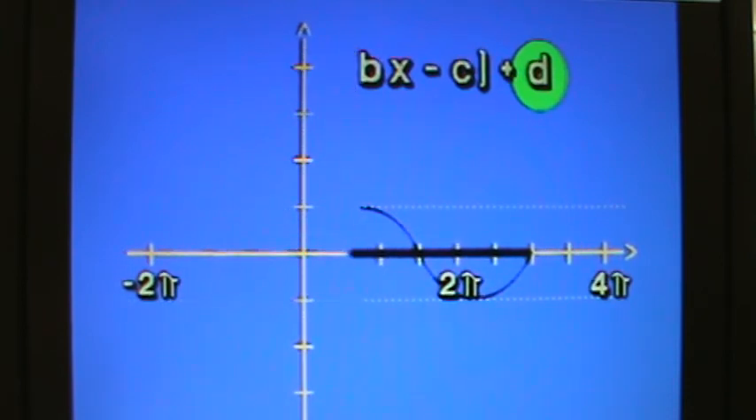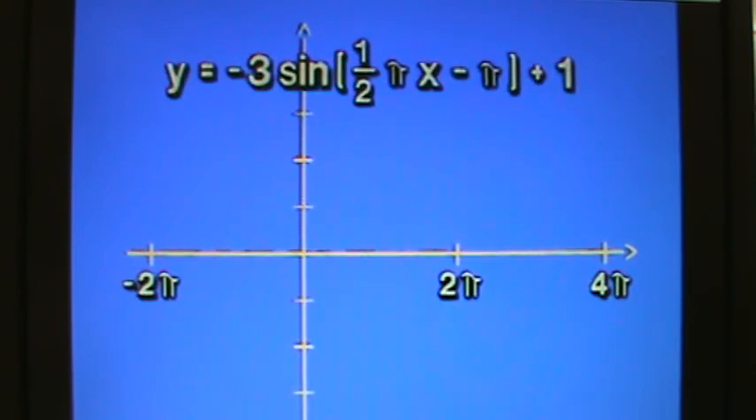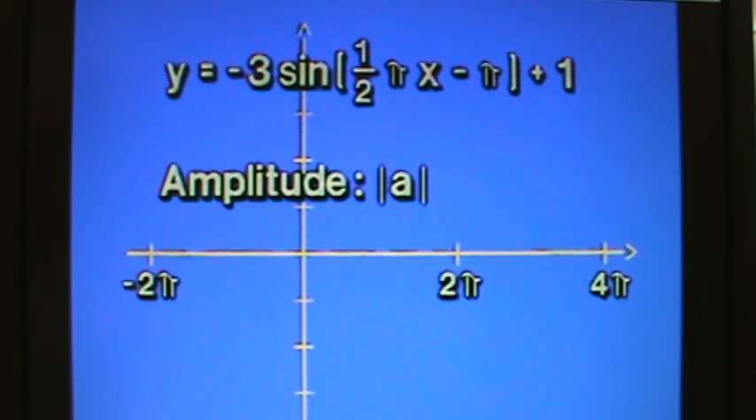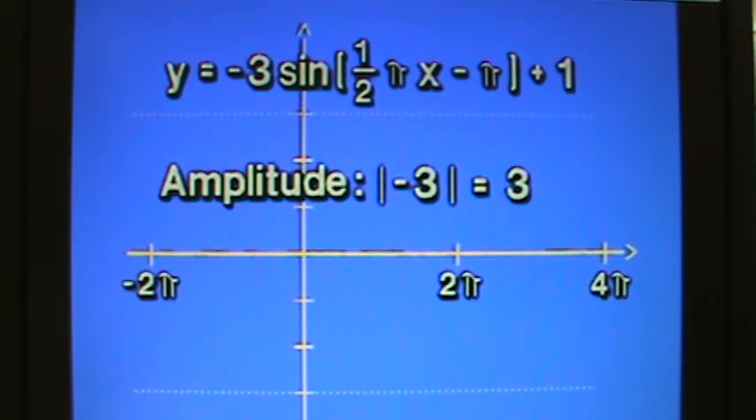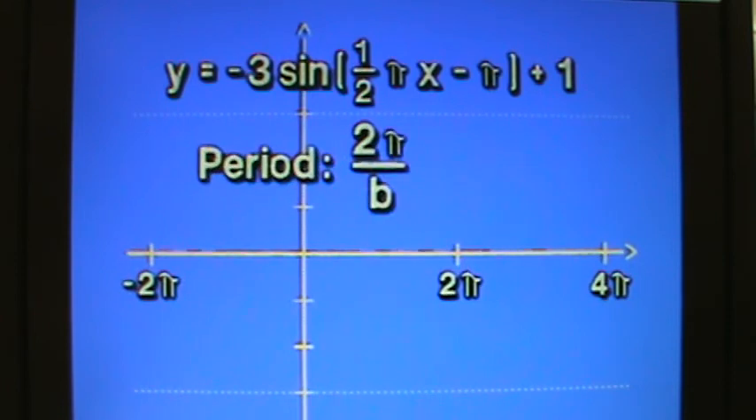Well, let's take a situation, an equation, and identify the various aspects of it and then construct the graph. First of all, the amplitude is the absolute value of A, which in this case turns out to be the absolute value of negative 3, which is 3. So we draw horizontal lines at y equals 3 and y equals negative 3. We identify the period as 2 pi over b. In this case, b is 1/2 pi. So the period turns out to be 4.